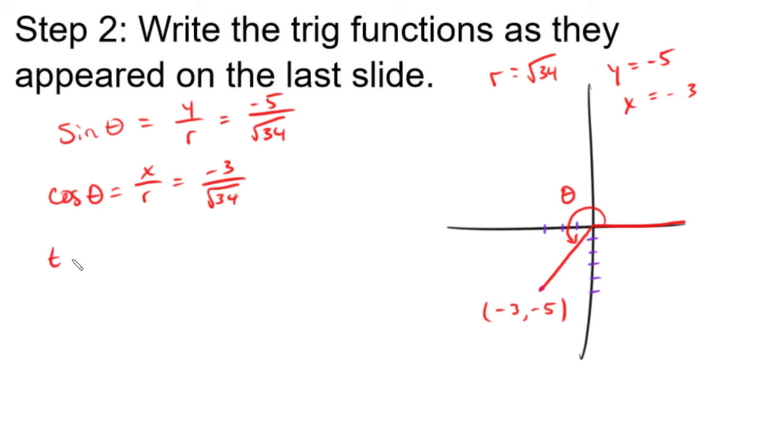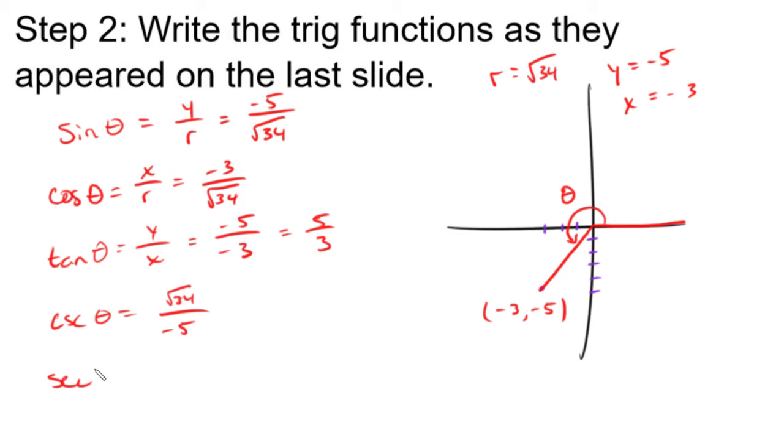Done. Tangent of theta is next on my list. That is y over x. And so that would be -5 over -3, which would be 5 over 3. And then cosecant of theta is the reciprocal of sine, so that would be radical 34 over -5.